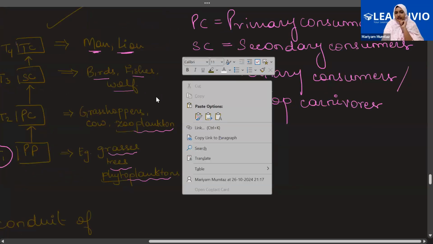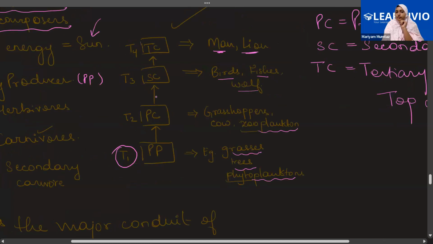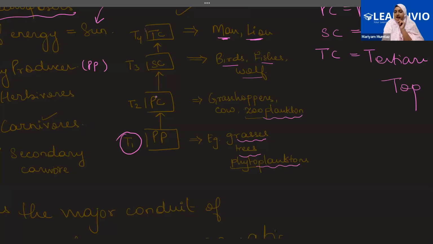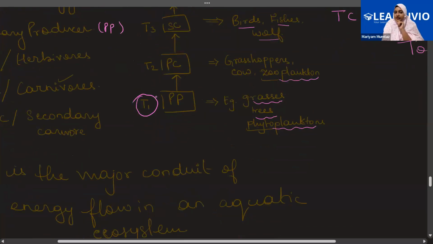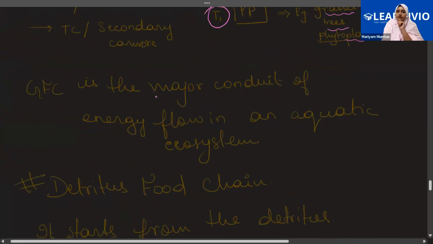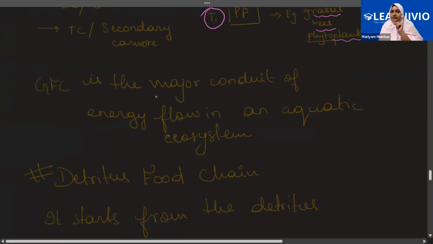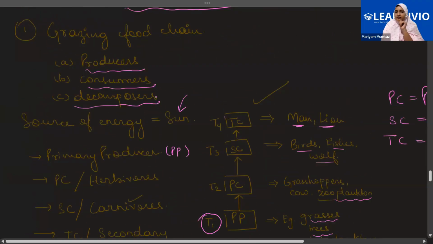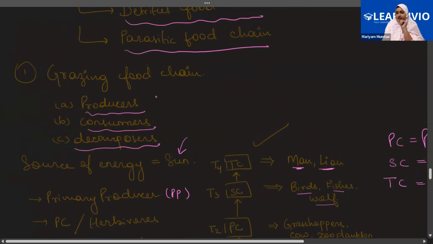So this is a great example of a grazing food chain. Grazing means from one level to another level, the size of the organism is also increasing and their feeding habits are also increasing. Now, the grazing food chain is the major conduit of energy flow in an ecosystem, meaning mostly in the ecosystem, grazing food chain takes place.